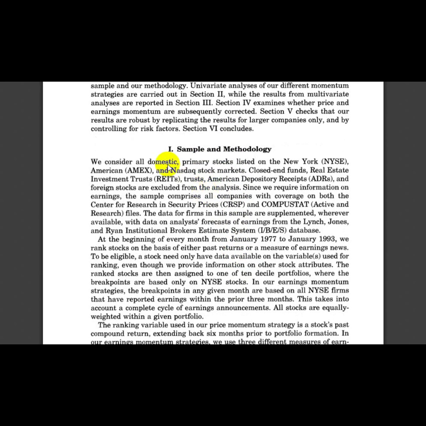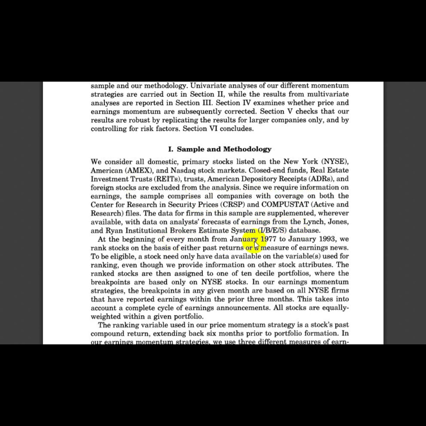So it looks like they use all domestic primary stocks on the New York Stock Exchange, the Amex and the NASDAQ. They're excluding all funds, REITs, ADRs, and foreign stocks. And since they need earnings information, they're using companies that are covered by CRSP and Compustat. Whenever information is not available there, they're going to use the analyst forecasts from the IBES database.